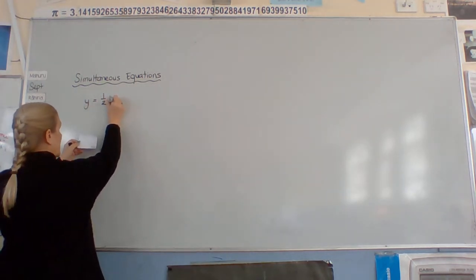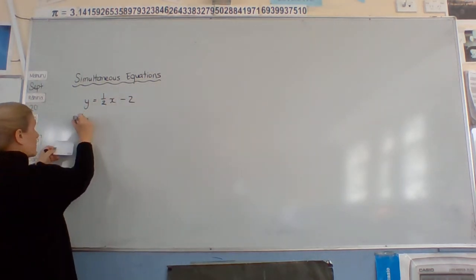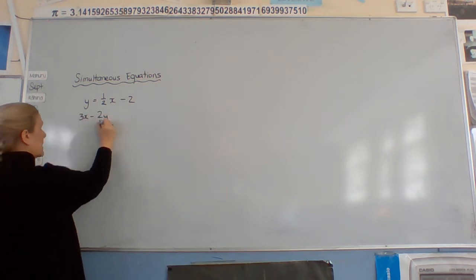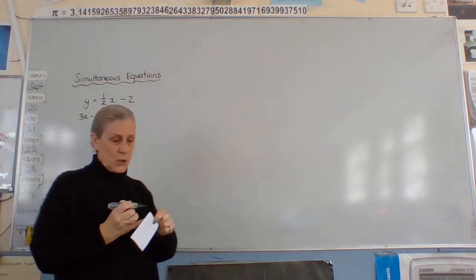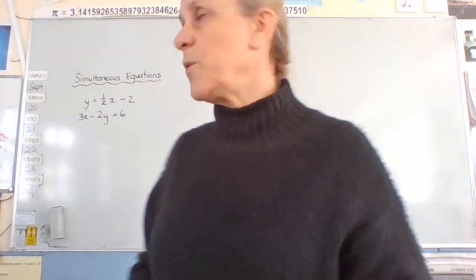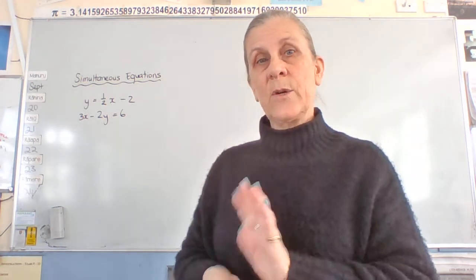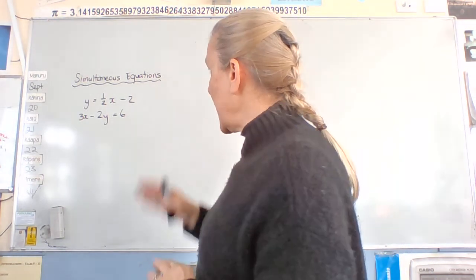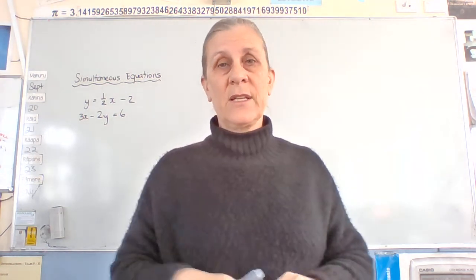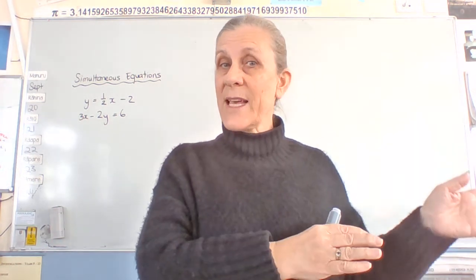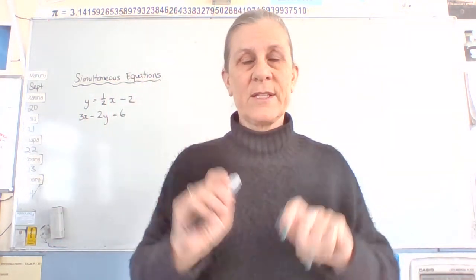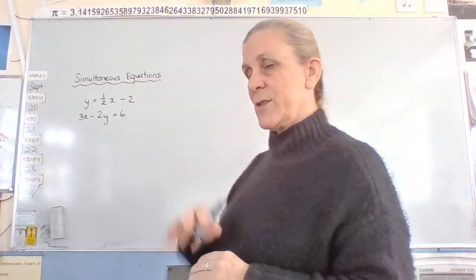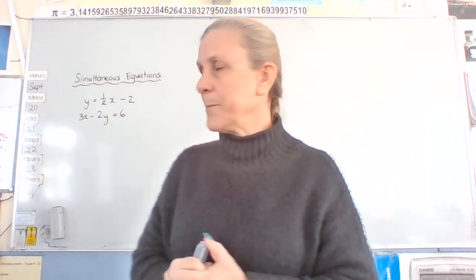y equals a half x minus 2, 3x minus 2y equals 6. So these are two graphs. The first one's written in the form of y equals mx plus c, so we've got the gradient intercept method. And the second one is written in the form ax plus by equals k, which is our cover-up method. So two different ways of putting these on a graph, but we're not going to worry about the graph today.